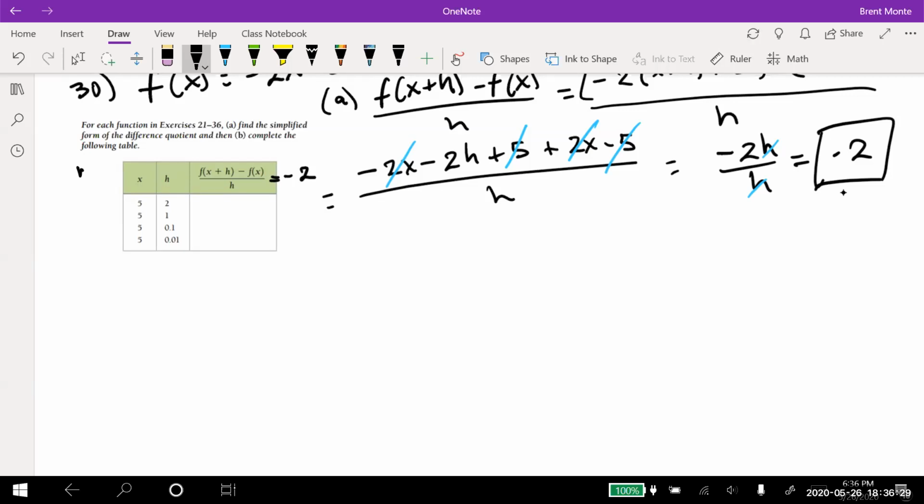Part B is going to be kind of interesting or boring, depending on how you look at it to answer, because when x is 5 and h is 2, there's no place to plug in the 5 or the 2 because there's no x or h left. They all canceled out. So this is just -2. And when we plug in 5 and 1, there's no place to plug them in, it's still -2. And 5 and 0.1, still -2.